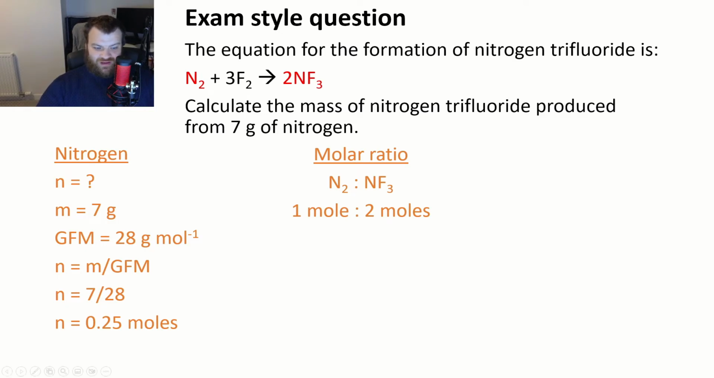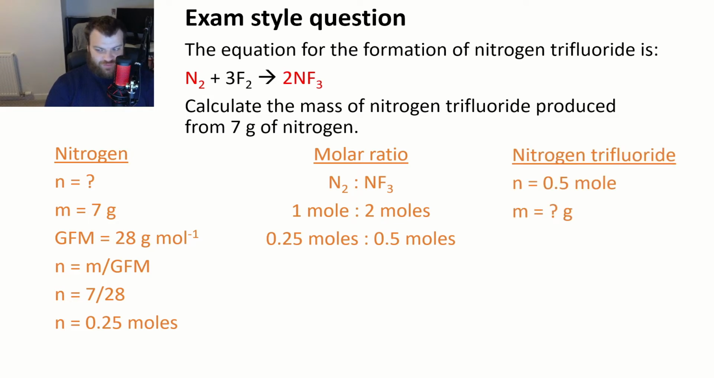From what we have calculated in the first part of our question, we have only got 0.25 moles. This means that we'll make 0.5 moles of NF3. We can then move this forward into the last part to get our final answer. We now know the number of moles. We're asked to calculate the mass.